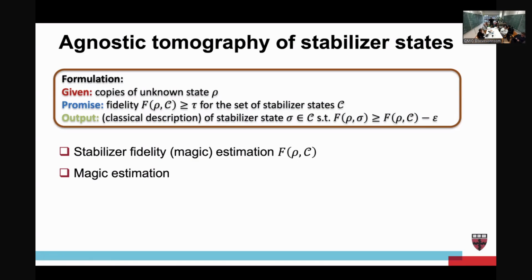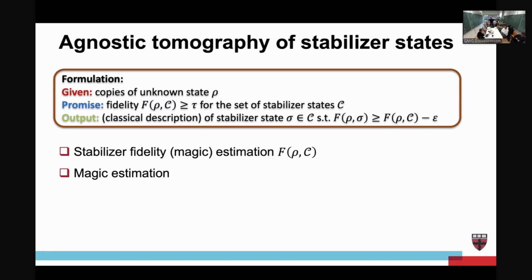But I mean, you need something a little bit stronger, right? If you want to do this, because if the promise is not true, you have to say, or terminate and say it doesn't work. Yeah, but you can also do something like a binary search.